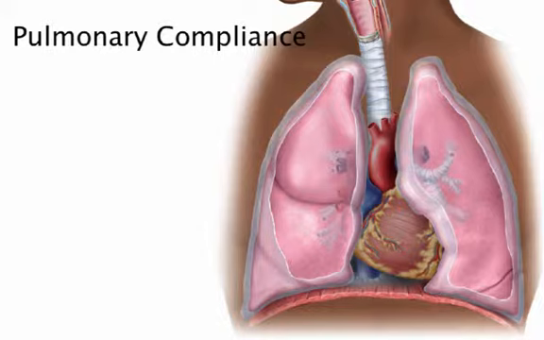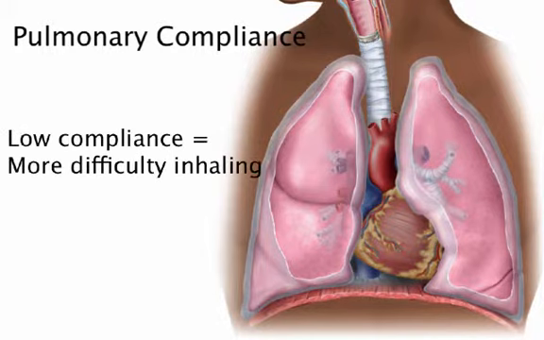Pulmonary compliance refers to how easily the lungs expand during the pressure change generated by inspiration. A person with less pulmonary compliance, or stiff lungs, will have a more difficult time filling his or her lungs with air, because even if the thoracic cage expands fully, the lungs do not.